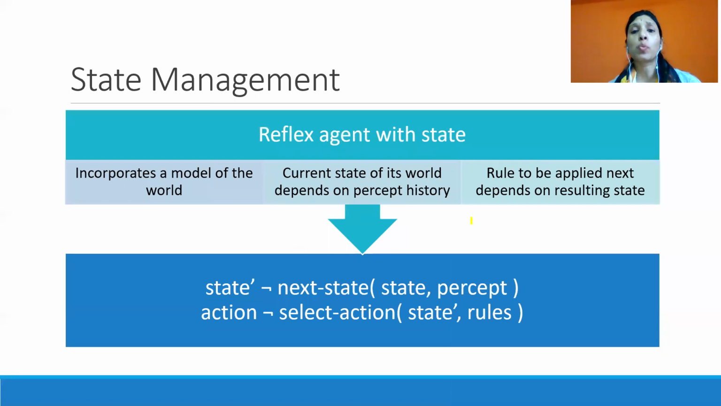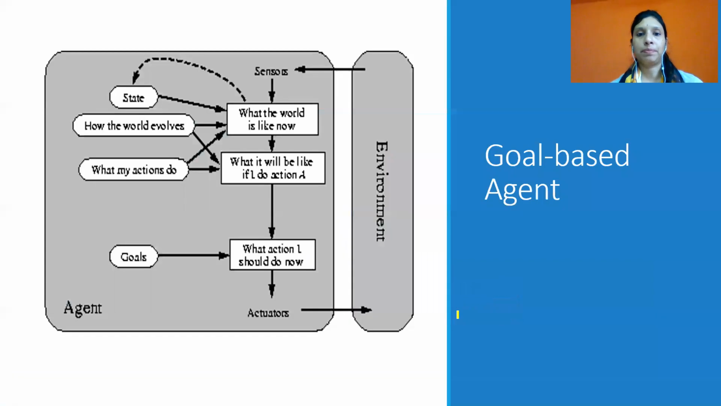So reflex agents with state will always have something called the next state, which will depend upon the last state and the new percept from the environment. And thus the action will depend not only on the rules, but also on the last state analysis of the agent.